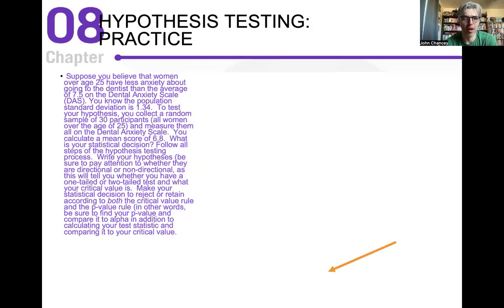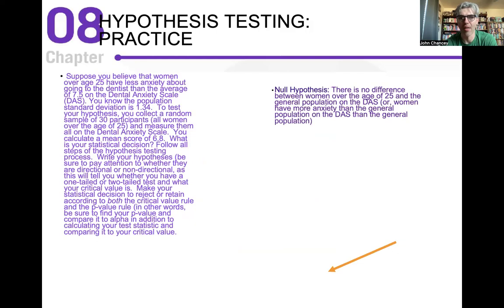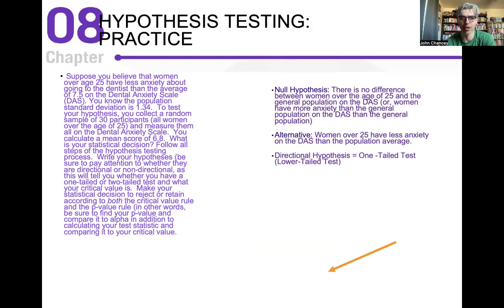So not going to go through that all again, but our null hypothesis in this case is there is no difference between the women over the age of 25 and our general population, the ones we sampled. Our alternative is the women over 25 have less anxiety on the DAS scale than the population average. So in this case, we're talking about a directional, one-tailed test, based on the language used here. So we're going to use the lower tail. We want to see if those scores are lower than the average.